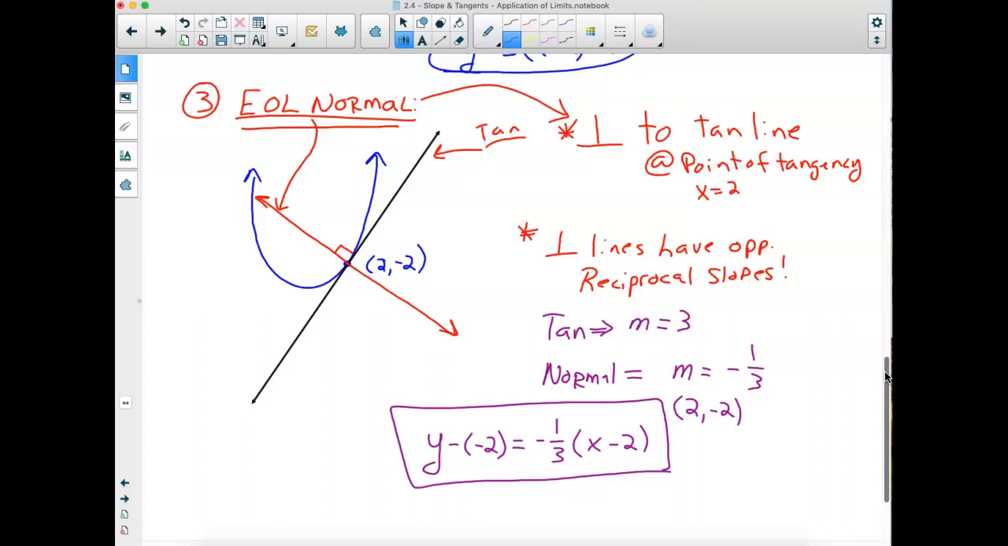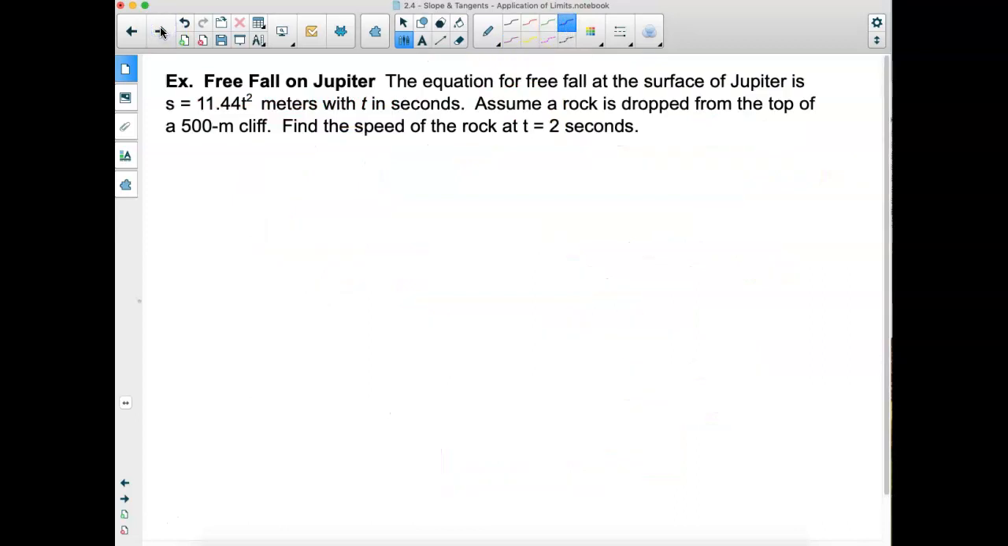So that is tangent lines and normal lines. They do tons of tangent lines in AP. They don't do a lot of normal lines. However, they do come up every once in a while, okay? So two more examples here, quick.